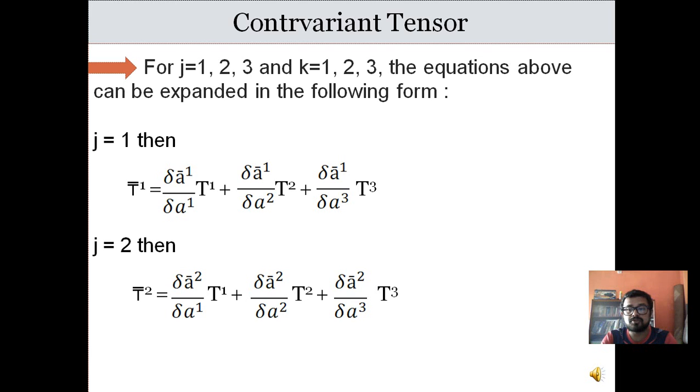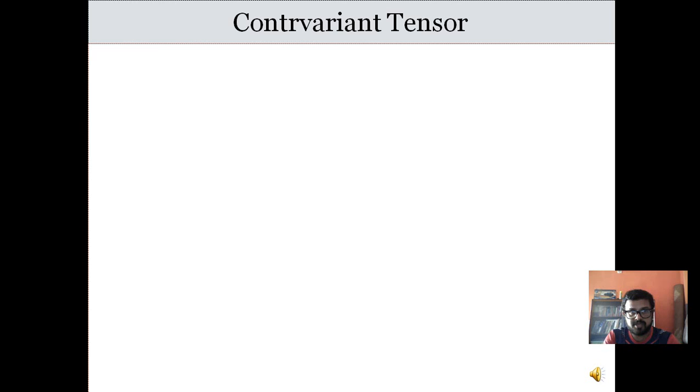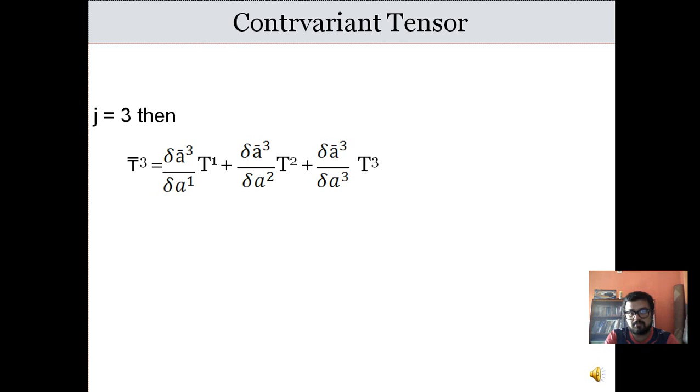Similarly, for j is equal to 2, the equation will be given below. Similarly, for j is equal to 3, our equation will be in the following form. So you have to understand the value of j is running from 1 to 3 and k is also running from 1 to 3. So the equation will be changing in the following ways with the change in variable, but the coordinate frame of reference will be the same.